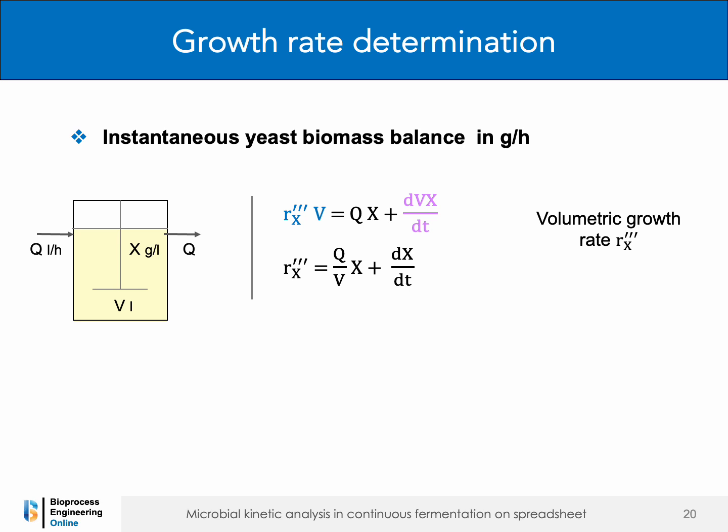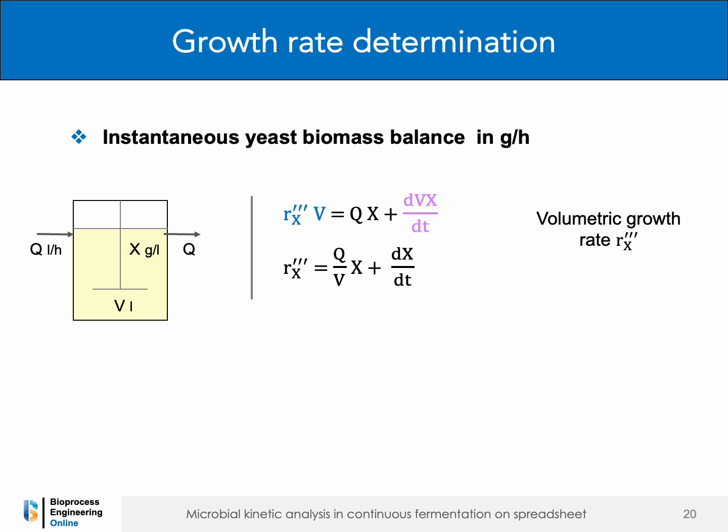During continuous fermentation, the culture medium is fed and withdrawn at a constant flow rate Q liters per hour, while the working volume V in the fermenter is maintained constant. For growing yeast cells, the instantaneous mass balance, in grams cells per hour, is expressed as production rate, Rx triple prime V, equals outlet rate, Qx, plus variation rate, V dx over dt.